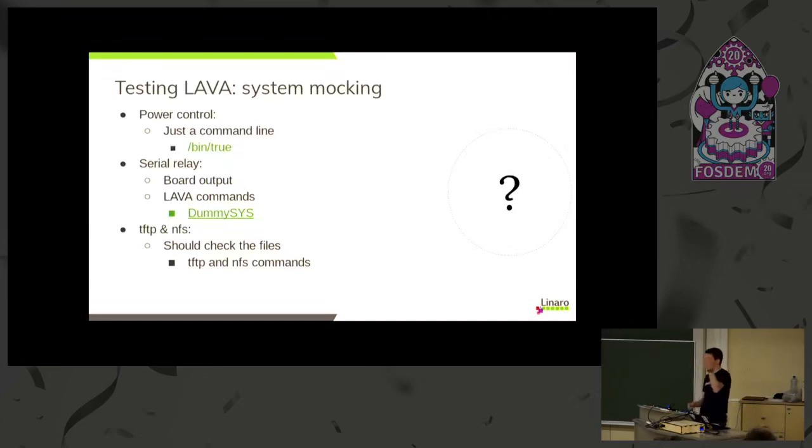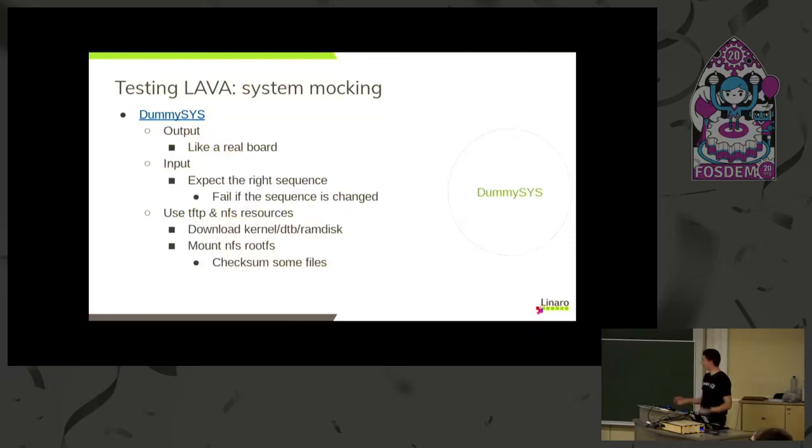The serial relay, it's difficult because it's where the board will output. You will see the U-Boot prompt, then the Linux kernel. And this is where Lava will send commands. So you need an interaction here. So we created a project called Dummy.sys that will fake this interaction. When you run Dummy.sys, you will have the impression to actually talk to a board while you're just talking to a Python script. And for TFTP and NFS, we have to check that the dispatcher is actually putting the files at the right place, and that's the file I wanted to see. So Dummy.sys will have to mount the NFS and download using TFTP and check that the files are the right ones.